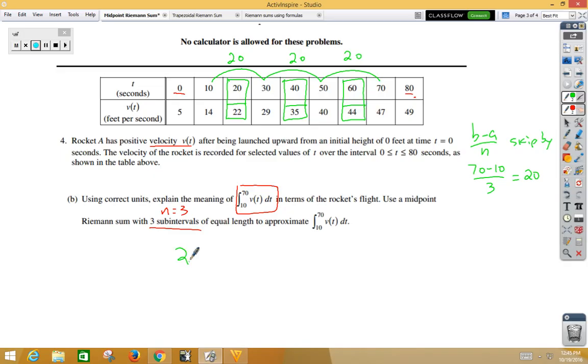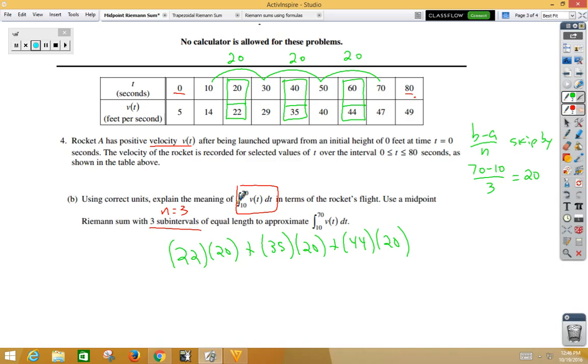So we have 22 times 20 plus 35 times 20 plus 44 times 20. Now notice this time they did not say the word average. There's no fraction in front, so we don't have to find any average. We do need to talk about the meaning. So this is the average change in the distance over the time frame from 10 to 70 in feet.